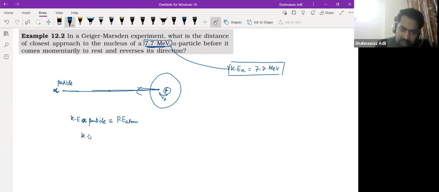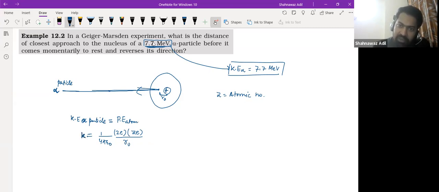And we know what the potential energy is. Potential energy is 1 by 4 pi epsilon naught, Q1 is E, and this has Z number of protons, so it has charge Ze, where Z is the atomic number, divided by R. We are writing the potential energy here. This part, half mv square, is all there.